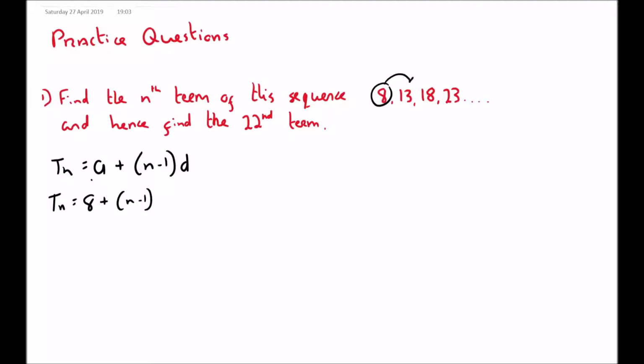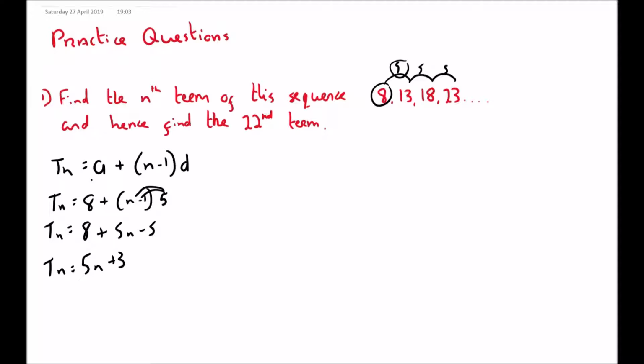D is the common difference, and if we look for the common difference here, 8, 13, 18, 23, the difference is 5. The common difference is 5. So we'll put 5 in for that, and multiply it out. Tn equals 8 plus, and then multiply the 5 by the n, and we get 5n. Multiply the 5 by the minus 1, and we get minus 5. We're left with 5n plus 3. So Tn equals 5n plus 3.